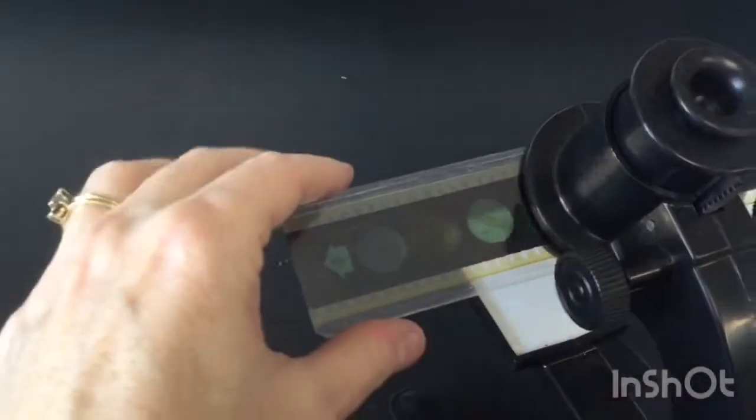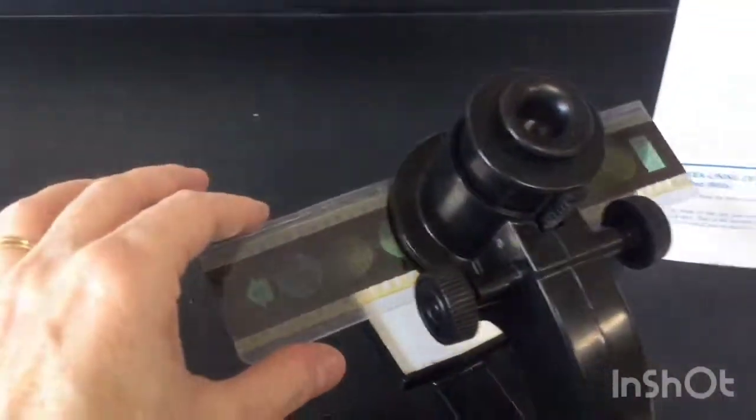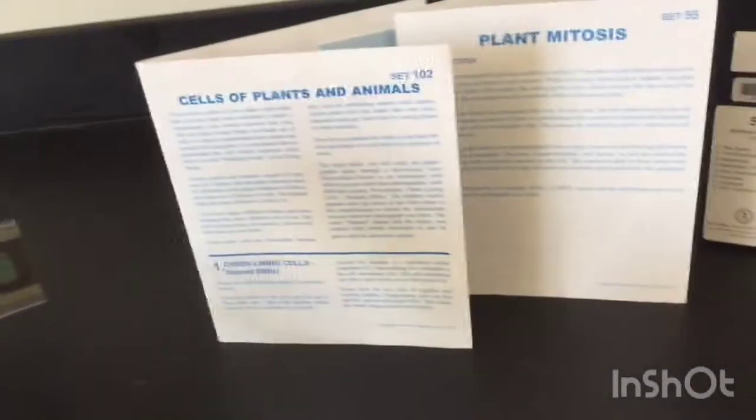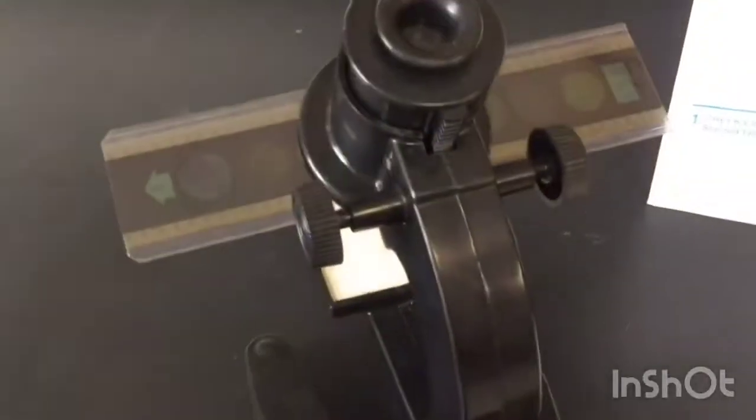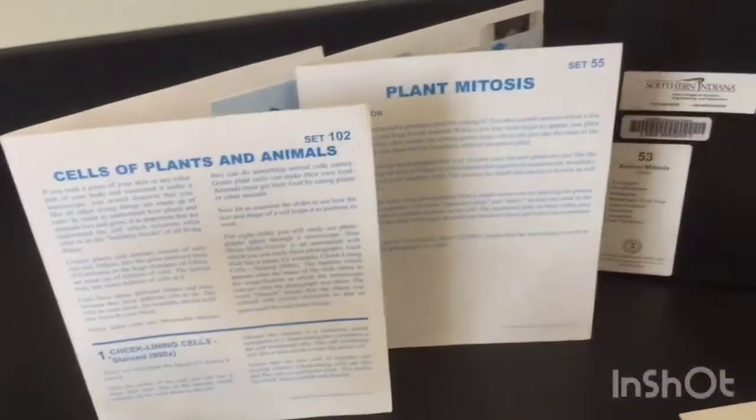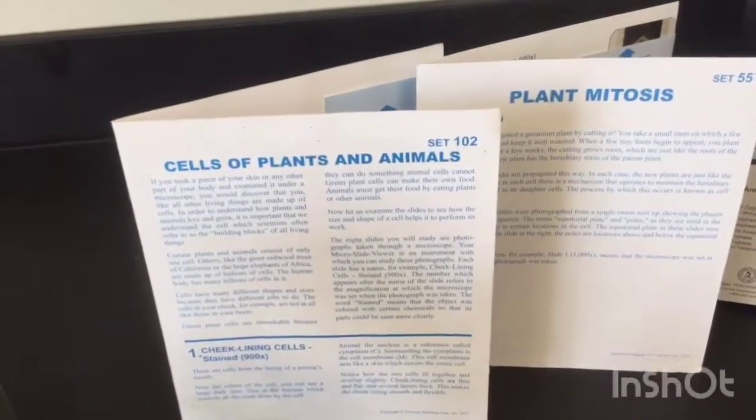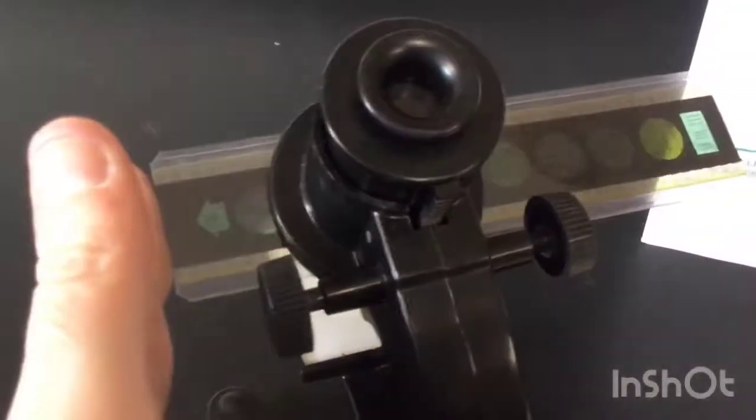Every student gets a slide. We have quite a few microslide viewers, but the sets come in 10. So usually what we do is we send 10 of the packets and then 10 of the microslide viewers. So you'll have to have your kids partner up or maybe even a group of 3. We have different sets. There's the cells of plants and animals, there's plant mitosis, and there's also an animal mitosis. What's nice about these is every student is literally seeing the same cell when they're looking through the viewer.